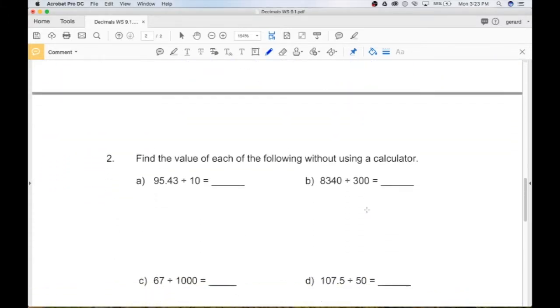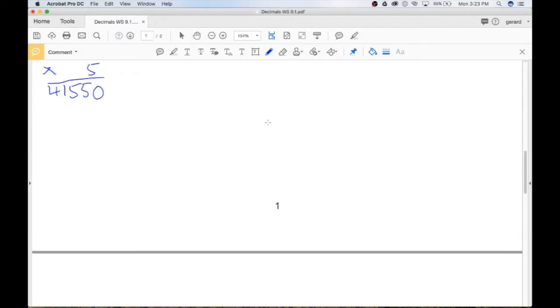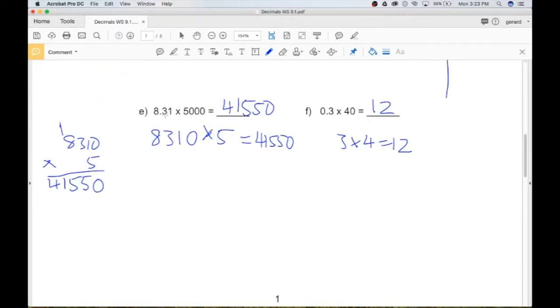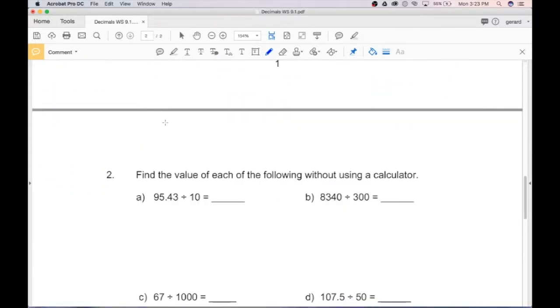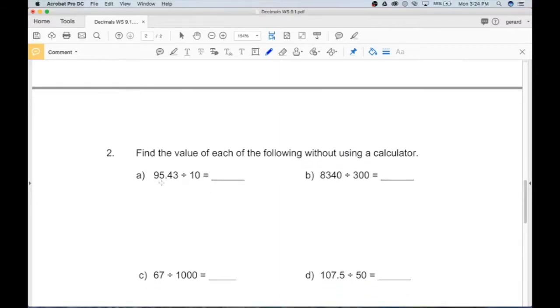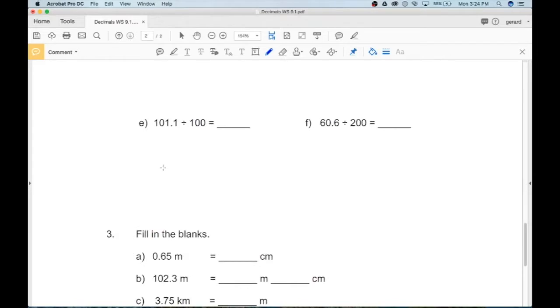Alright, so question 2 is the division. Same thing, right? You move the dot to make the number bigger. For example, 808.31: when you put the dot over, it becomes 83.1, which is bigger. So when you move the dot to the right, it becomes bigger. When you move it to the left, naturally it becomes smaller. So when you're dividing, you're trying to make the number smaller, so you move the dot in the other direction, to the left.